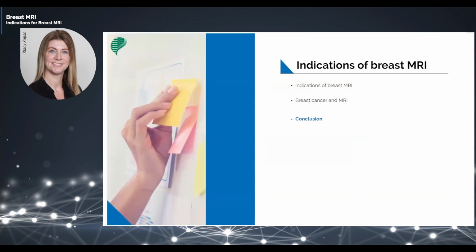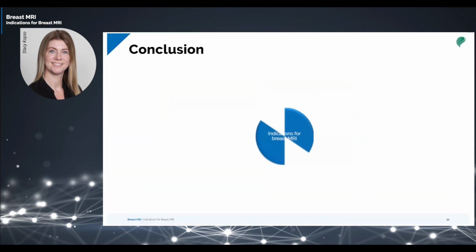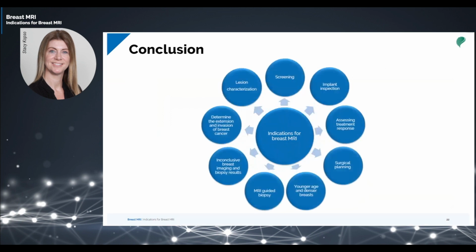Finally, let's summarize what we have learned. Indications for breast MRI are as follows: screening of high-risk patients and patients with a history of breast cancer, implant inspection and assessing the well-being of augmented breasts, assessing treatment response by comparing changes in size and extent of the disease on different MR results as treatment progresses, planning surgical procedures according to the type, size, and extent of different lesion types. MRI is more sensitive than mammography in younger patients and those with denser breasts.